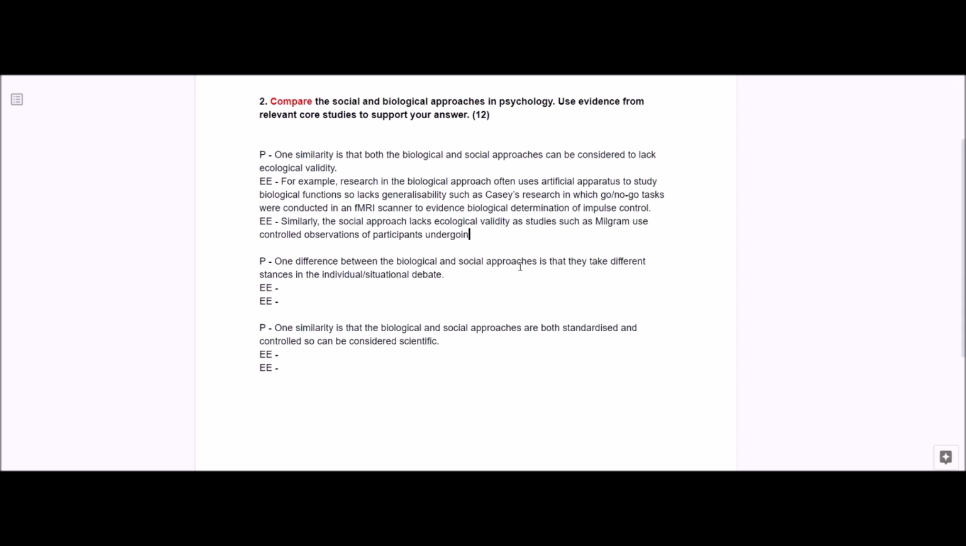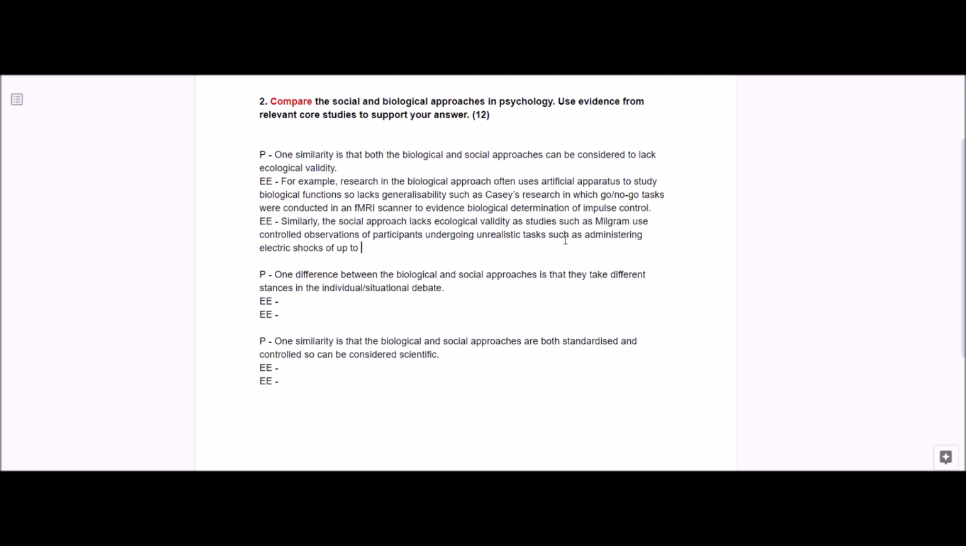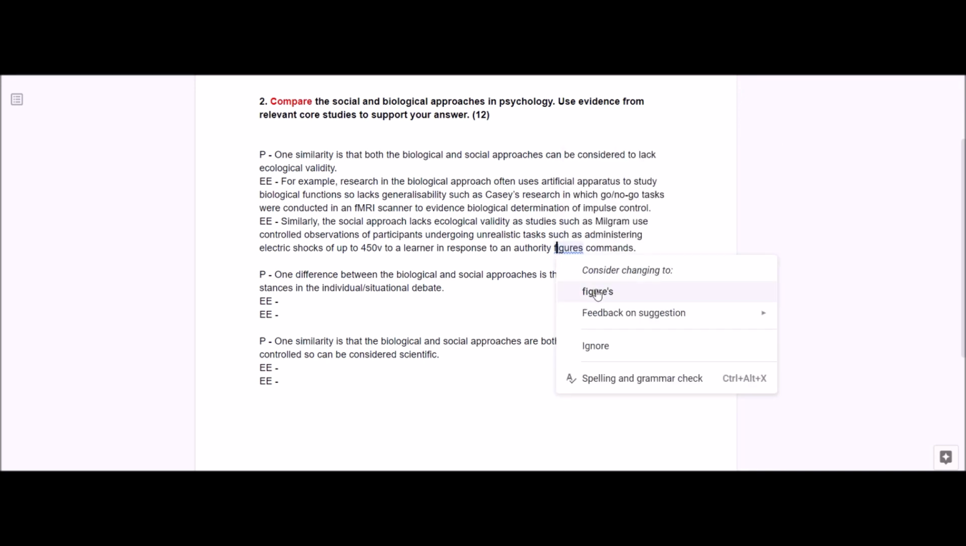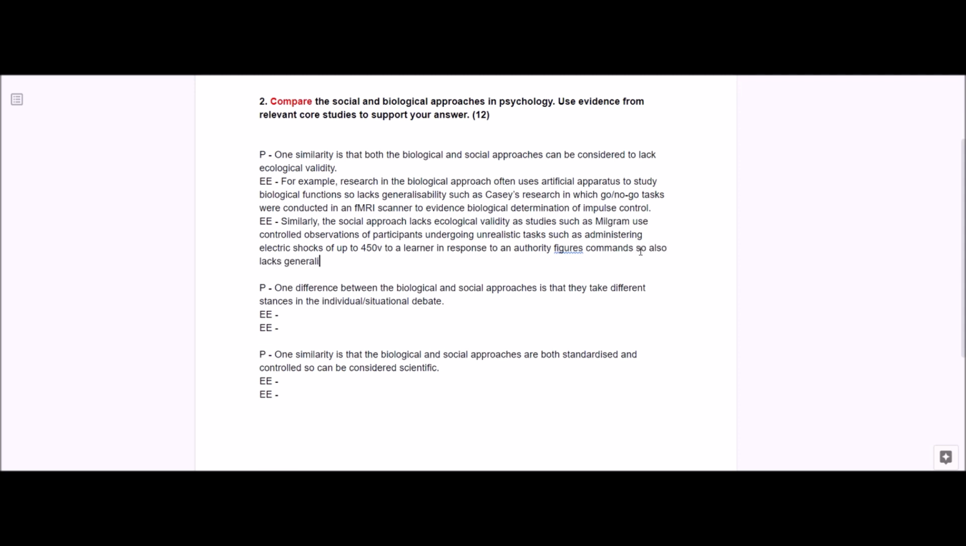of participants undergoing unrealistic tasks such as administering electric shocks of up to 450 volts to a learner in response to an authority figure's commands. So also lacks generalizability. Okay, so I'm going to pause the video here.